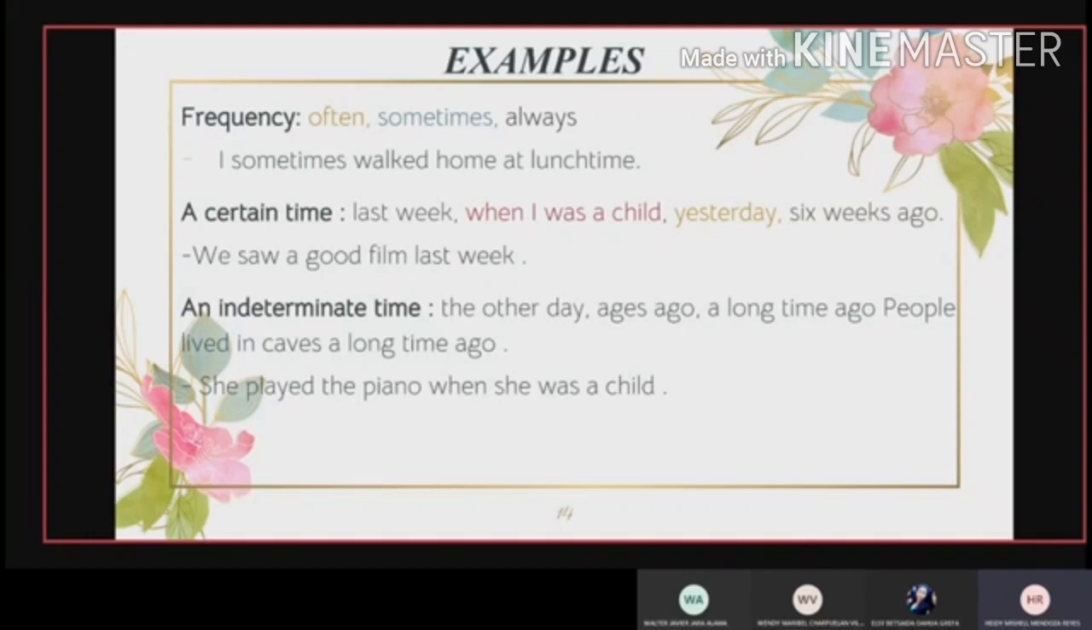we saw a good film last week. And indeterminate time: the other day, a long time ago. For example, she played the piano when she was a child. Okay, the term ago is useful to express temporal distance in the past. It is placed after the period of time in question.